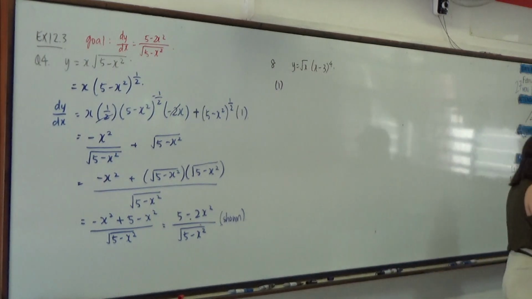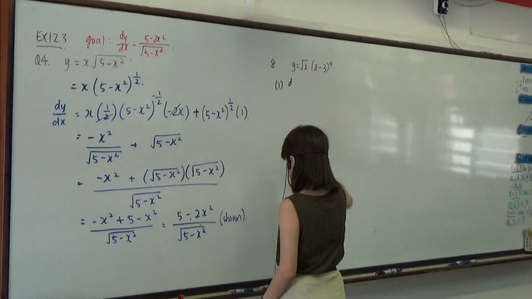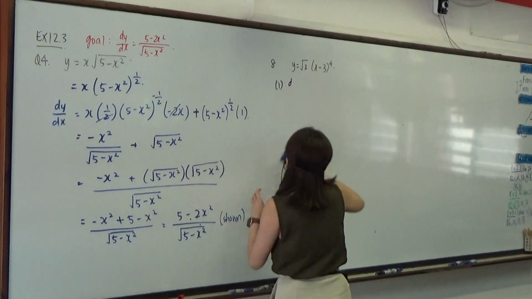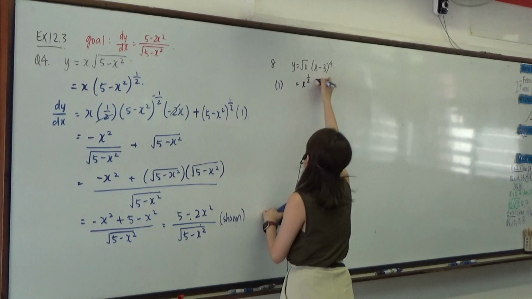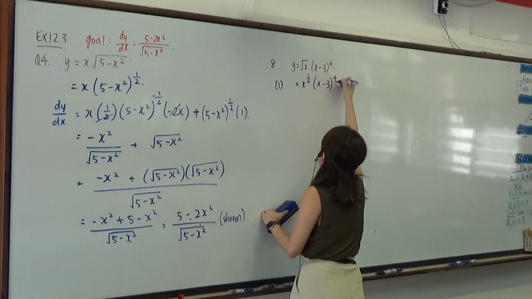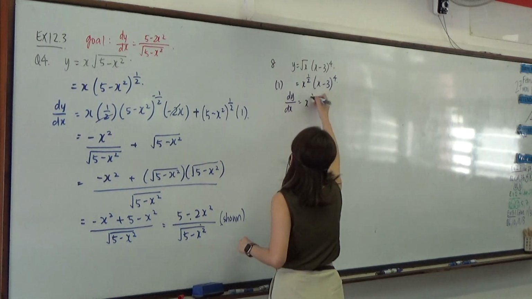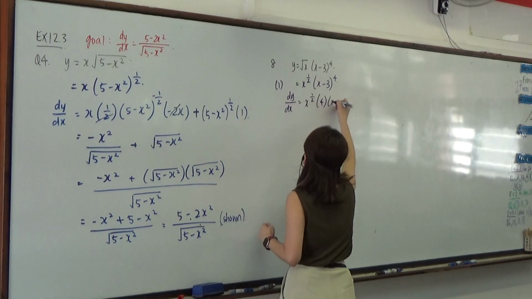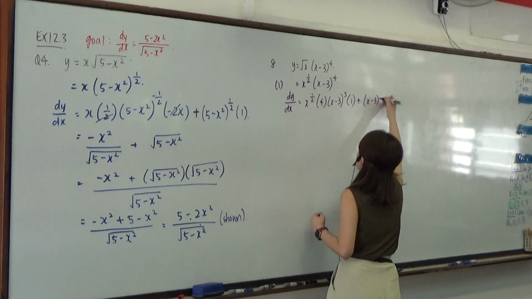For question 8, just wondering, is part I the issue? For question 8, part I. Okay, so product rule again. We rewrite our y as x to the power of half times x minus 3 to the power of 4. For dy over dx, keep left, differentiate right, plus keep right, differentiate left.